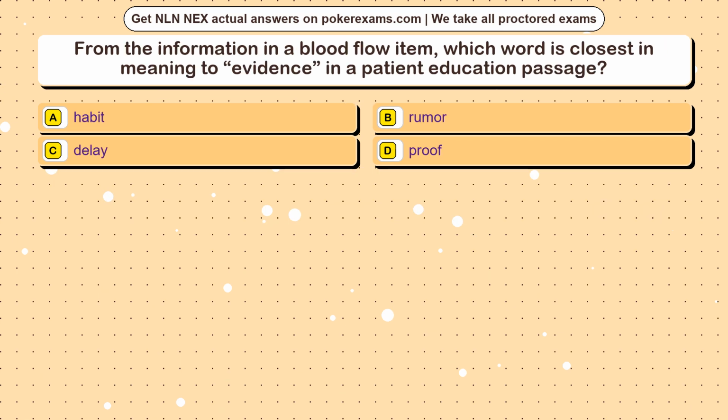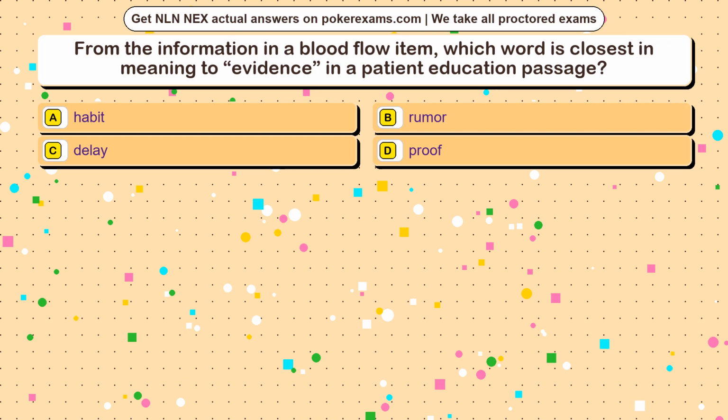Question 22. From the information in a blood flow item, which word is closest in meaning to evidence in a patient education passage? Option A, habit. Option B, rumor. Option C, delay. Option D, proof.